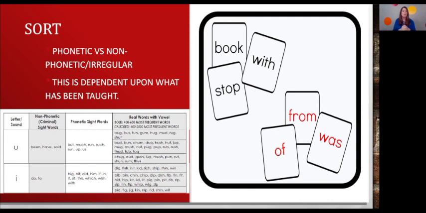Okay. So if you notice, I have do and to. They sound similar. I wouldn't put do and to with the lesson because that would be confusing. And so I put it in with the lesson, and then the phonetic sight words there are going to be big, bit, did, him, if, in, it, sit, this, which, and wish. Wish and with, out of order. And then work on some of that other vocabulary.